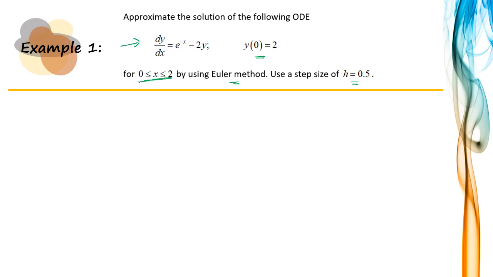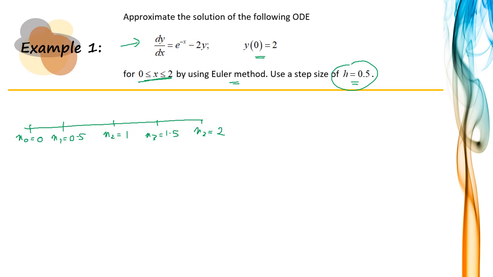So for the first step, let's sketch our number line. Okay, I start with x0 equal to 0. The increment is 0.5, so x1 is equal to 0.5, x2 is equal to 1, x3 is equal to 1.5 and x4 is equal to 2. When x0 is equal to 0, we have our y0. So y0 is equal to 2. So we are going to find the values for y1, y2, y3, and also y4.